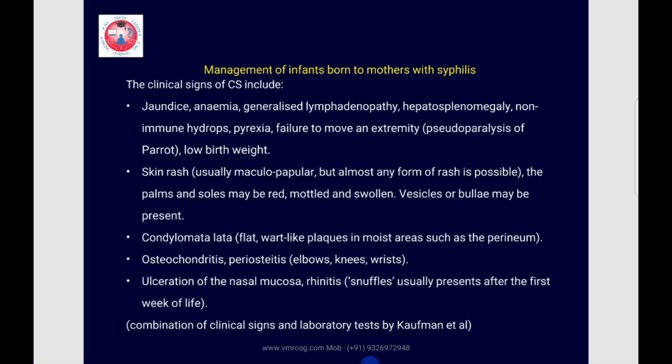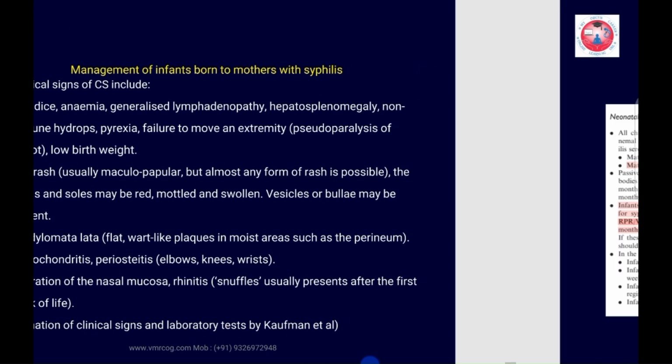Then condyloma lata, very specific, that is flat wart-like plaques in moist areas such as the perineum, osteochondritis, periostitis involving the elbows, knees, wrist, ulceration of the nasal mucosa, rhinitis. Snuffles usually present after the first week of life. So a combination of these clinical signs and lab tests by Kaufman et al., which we have seen in the previous slides, will help you to come to a diagnosis of congenital syphilis.